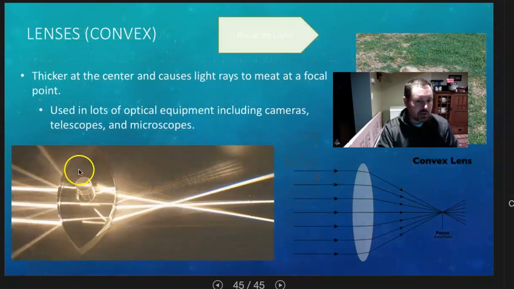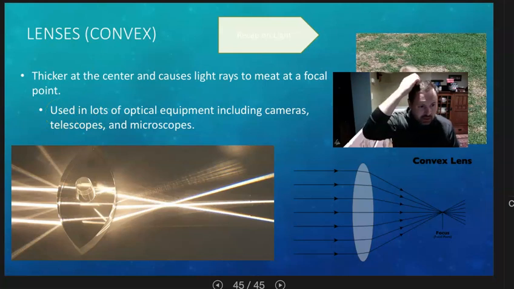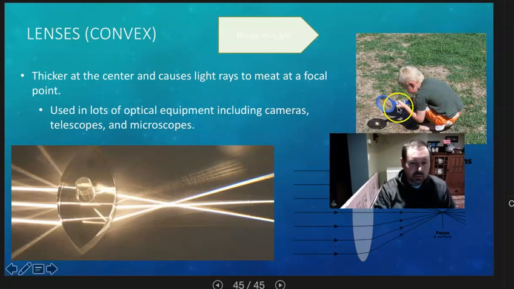So let's go to convex lenses. With a convex lens, it's thicker in the center. So here's a convex lens. It's thicker in the center, and it's thinner at the end. I spelled meat wrong. That's funny. Okay, I'm sorry about that. It's thicker at the center. It causes light rays to meet at a focal point. They're used in lots of optical equipment, including cameras, telescopes, microscopes, even things like magnifying glasses.